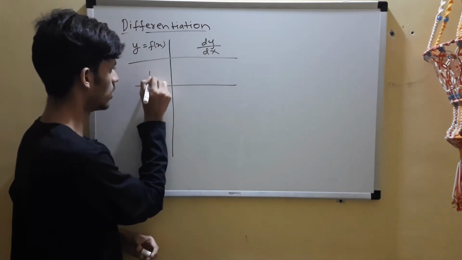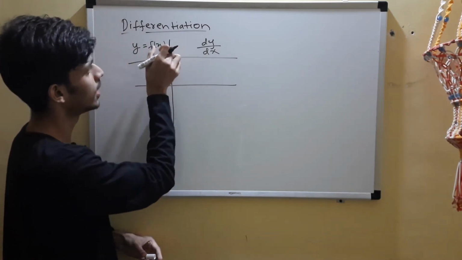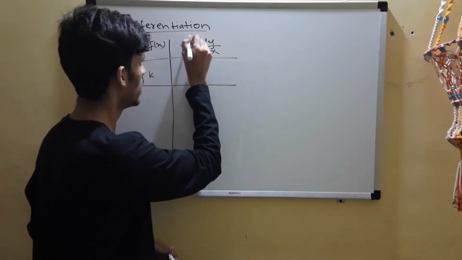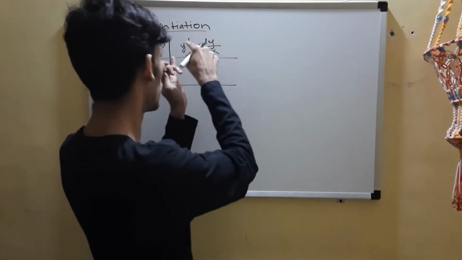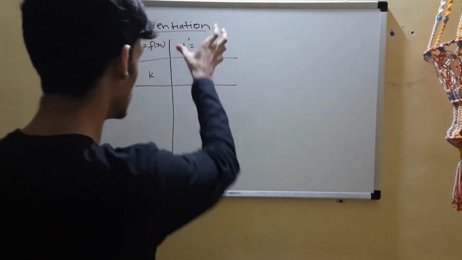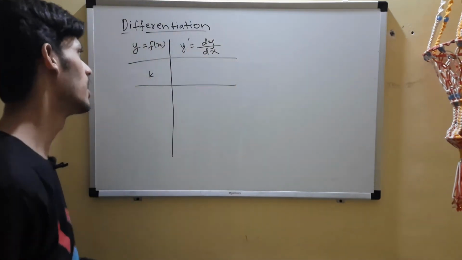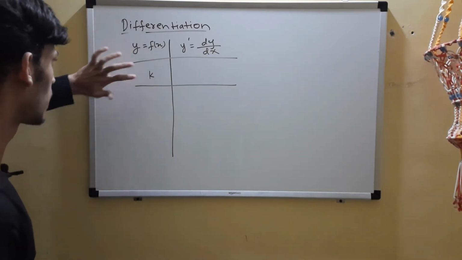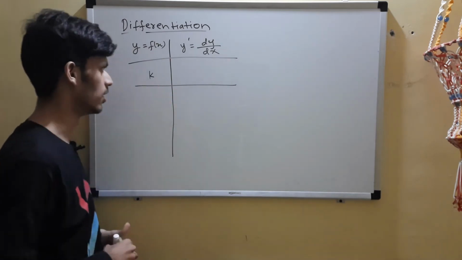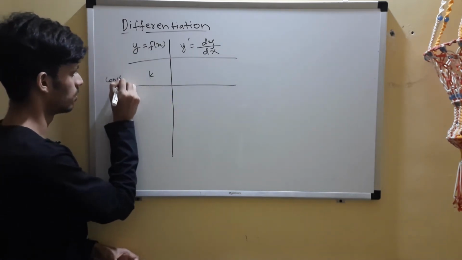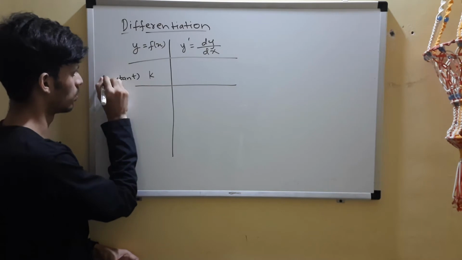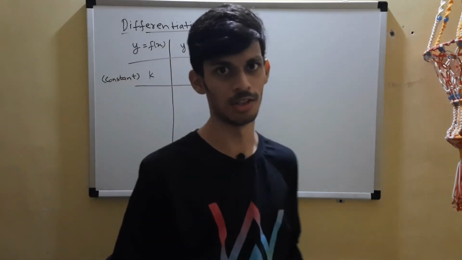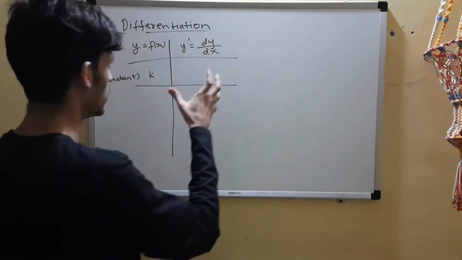First one is a constant function. Wherever there is f of x, you can place k. This can also be replaced by y dash. In maths, they'll probably use y dash too, because it becomes hectic to write dy by dx again and again. Now, coming back, k is a constant. I have provided that to you. So y is equal to k. It is a constant function. So what is the differentiation of a constant function?